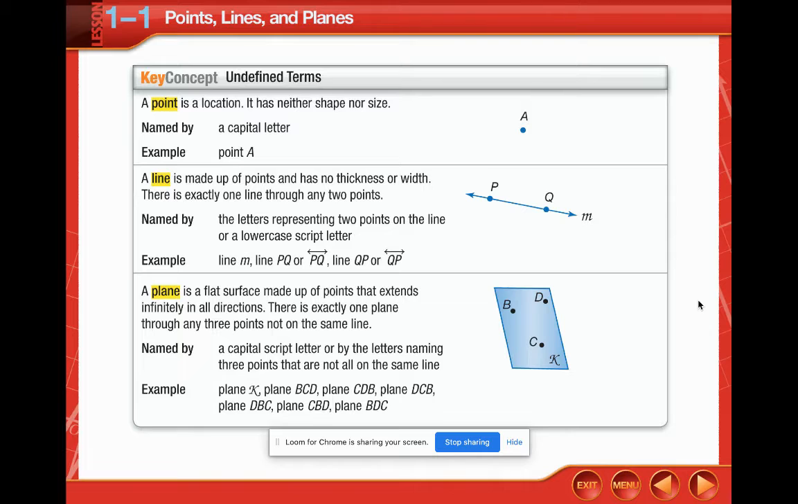All right, so hopefully you remember this from yesterday. A point is a location. It has neither shape nor size. A line is made up of points. It has no thickness or width. There's exactly one line through any 2 points. A plane is a flat surface made up of points that extend infinitely in all directions. There's exactly one plane through any 3 points not on the same line.